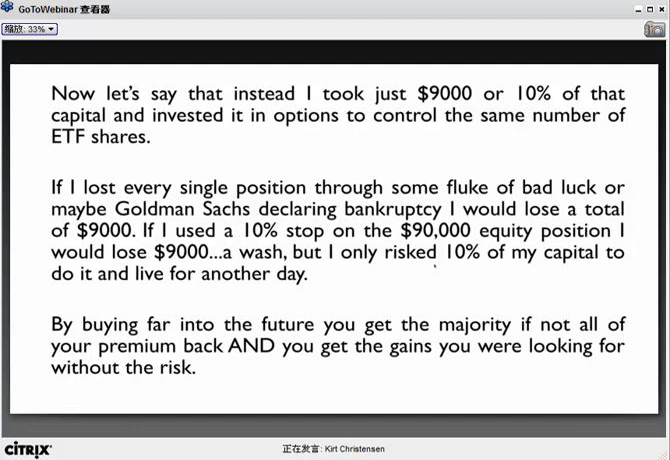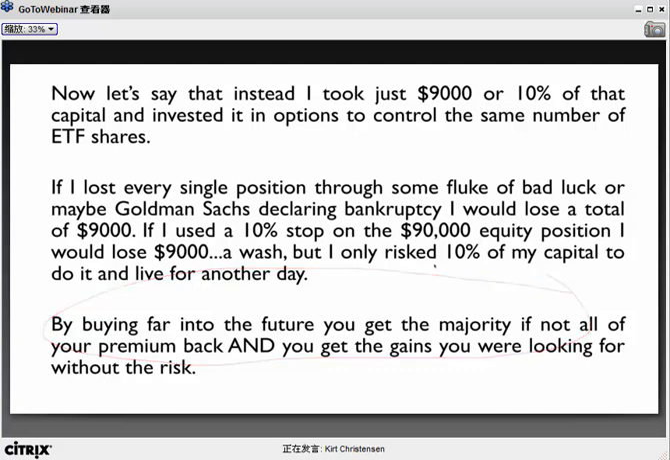If I had used a 10% stop on the $90,000 equity position, I would also lose $90,000. It's a wash. Basically, by buying far into the future, you get the majority, if not all, of your premium back, and you get the gains you were looking for without the risk.